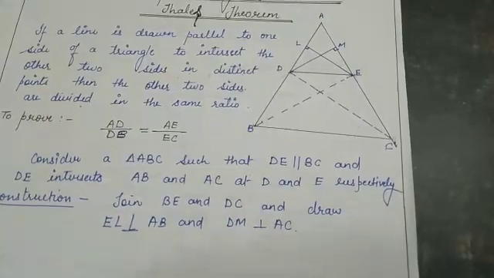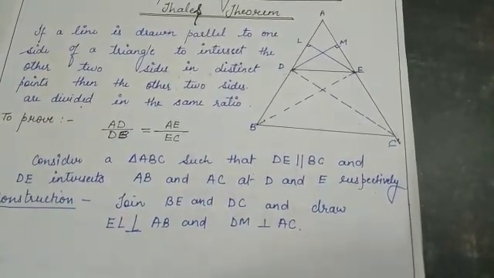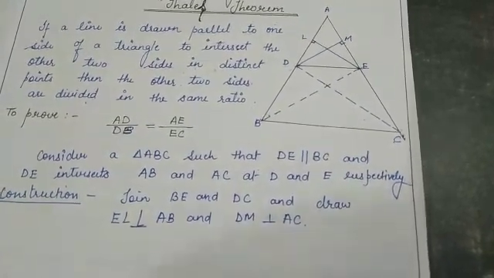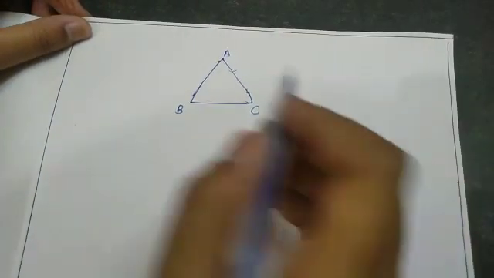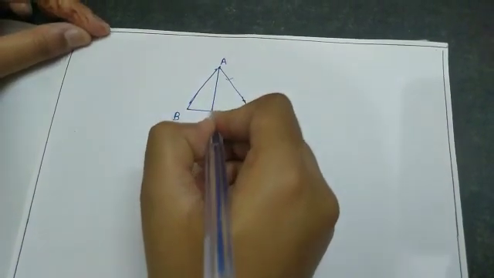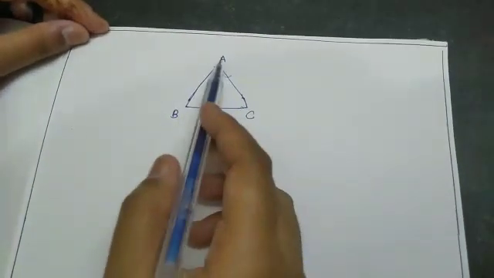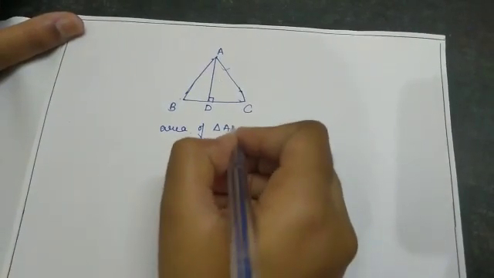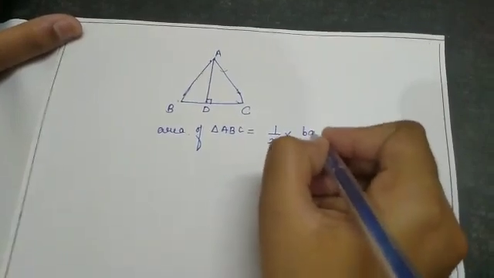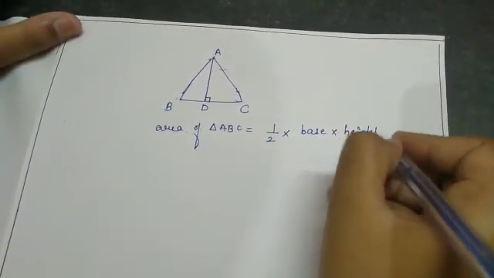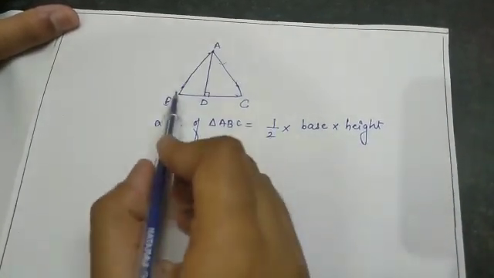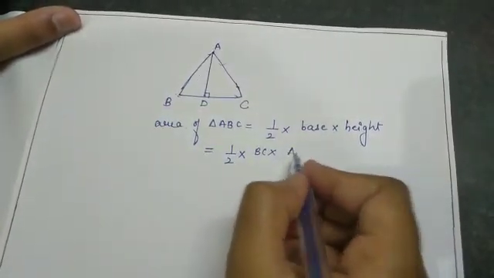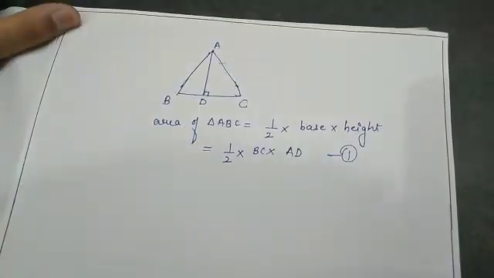Before starting the proof, I will clear some basic theorems which we are going to use in the proof. So this is the triangle A, B and C. If this is the perpendicular line AD, which is perpendicular on the side BC, then the area of triangle ABC is half into base into height, that is 1/2 into base BC and height AD. So this is the first point which we are going to remember.